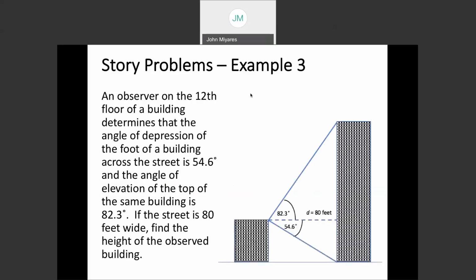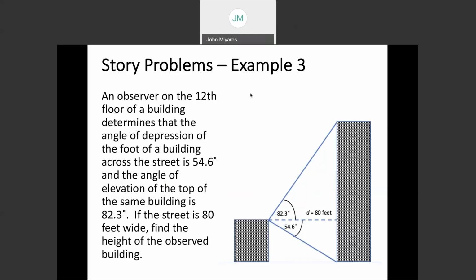Here's a picture of the situation. For argument's sake, let's say our smaller building only has 12 floors on it, so that the person doing the observation is at the top of the smaller building. We see that the two buildings are 80 feet apart, and the angles of elevation and depression are marked as seen here. The problem is, what do we know?